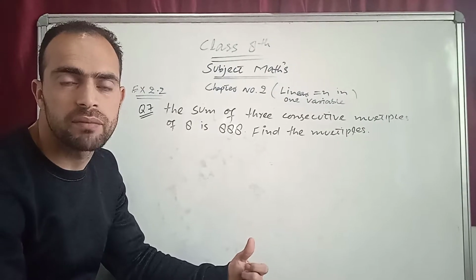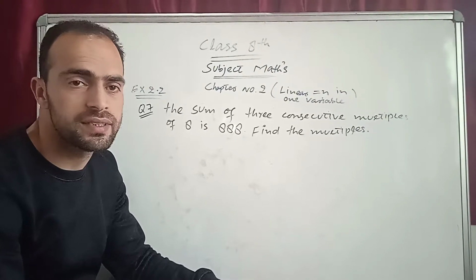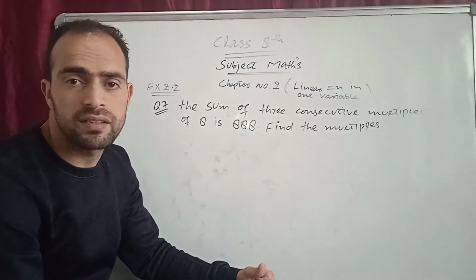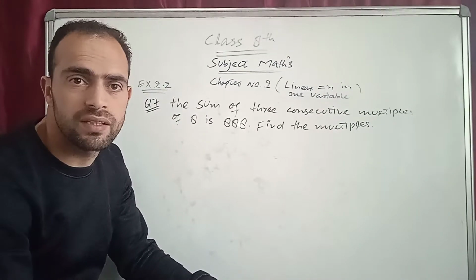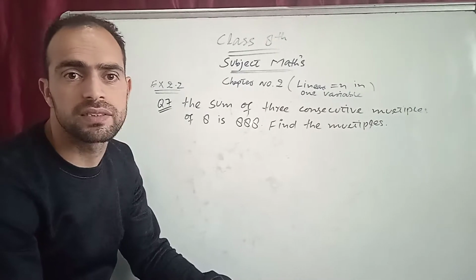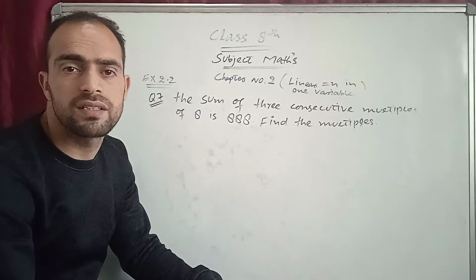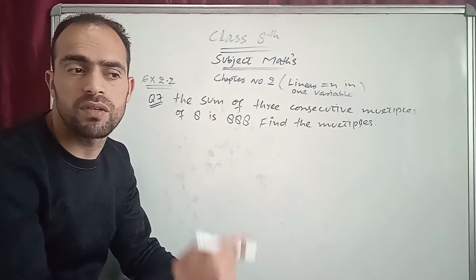In this video I am going to teach chapter number 2, exercise 2.2, question number 7. The question is saying that the sum of three consecutive multiples of 8 is 888. Find these multiples. I will read the question once again. The sum of three consecutive means which come one after the other.